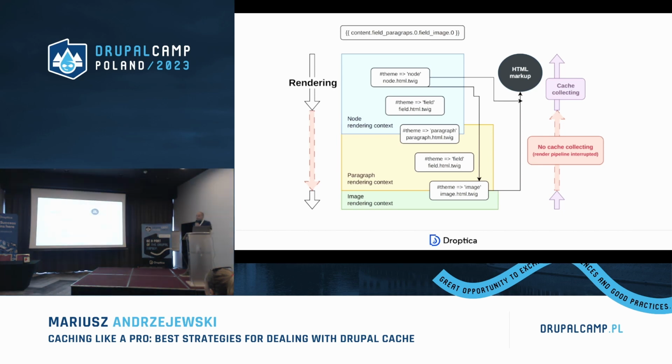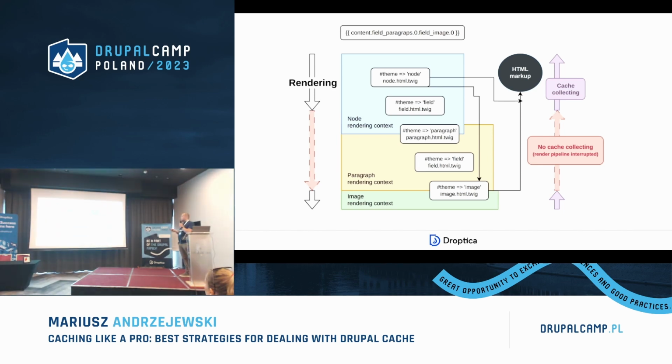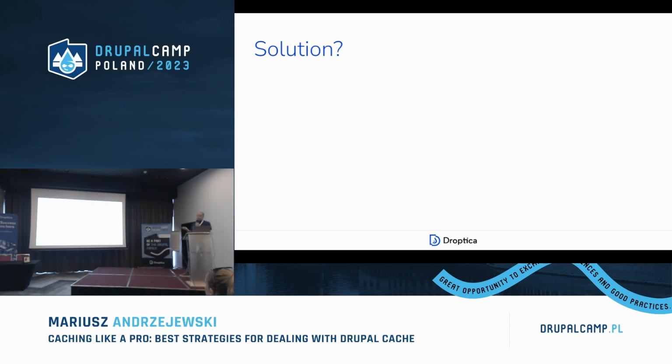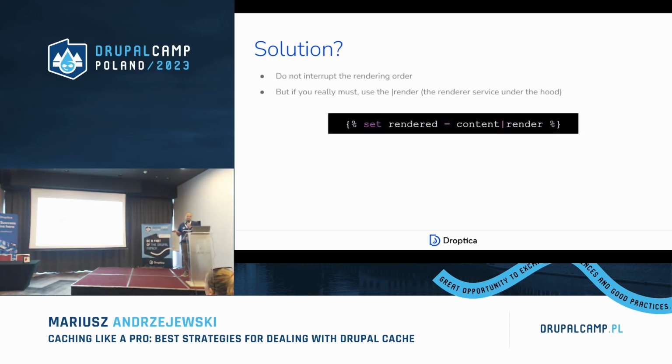So is there any solution to that? What should we do? So first of all, do not interrupt the rendering order. That's the right one. You shouldn't be worried that you need to have multiple templates for a field, a paragraph, and so on. That is fine. Let Drupal do the job.